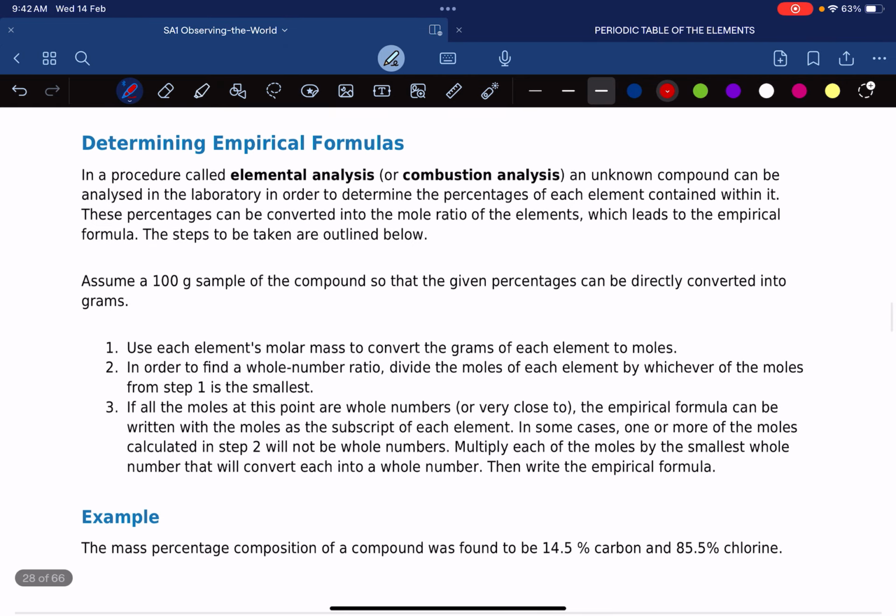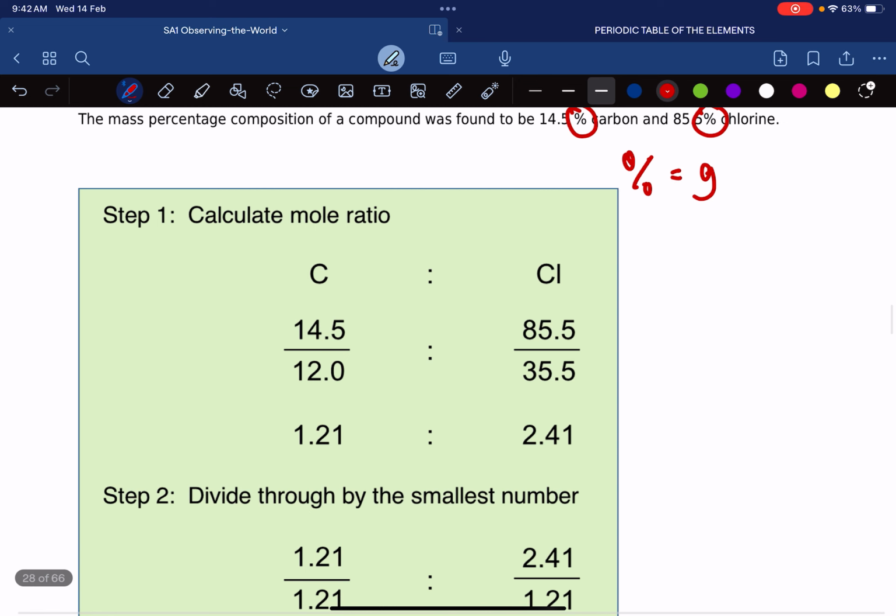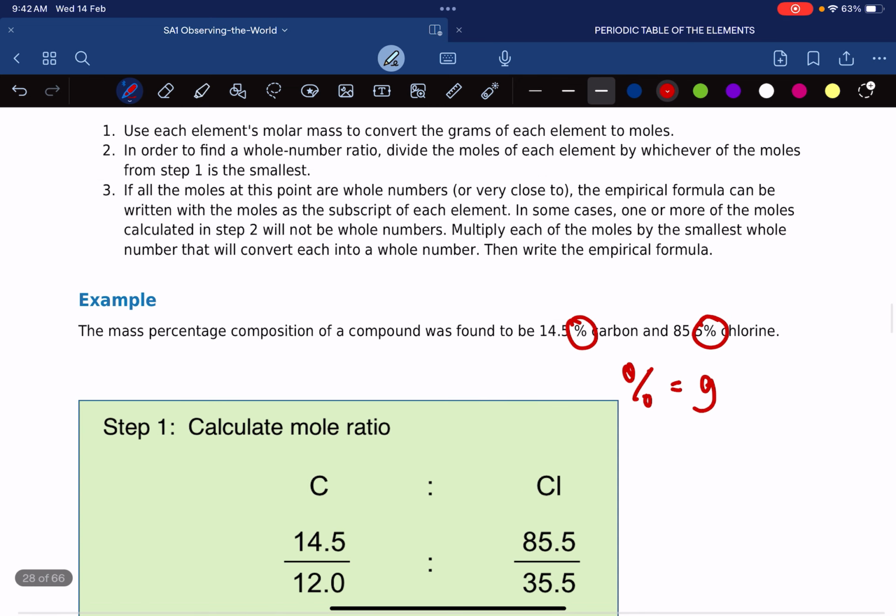One thing I want to tell you is whenever you get questions with percentages, I want you to assume that the percentage is the same as gram. Easy. This makes life very easy. So we don't have to worry too much. Just assume percentage as gram. If you look at this example, the first thing is you read the question. In this question, there are 2 elements: carbon and chlorine.